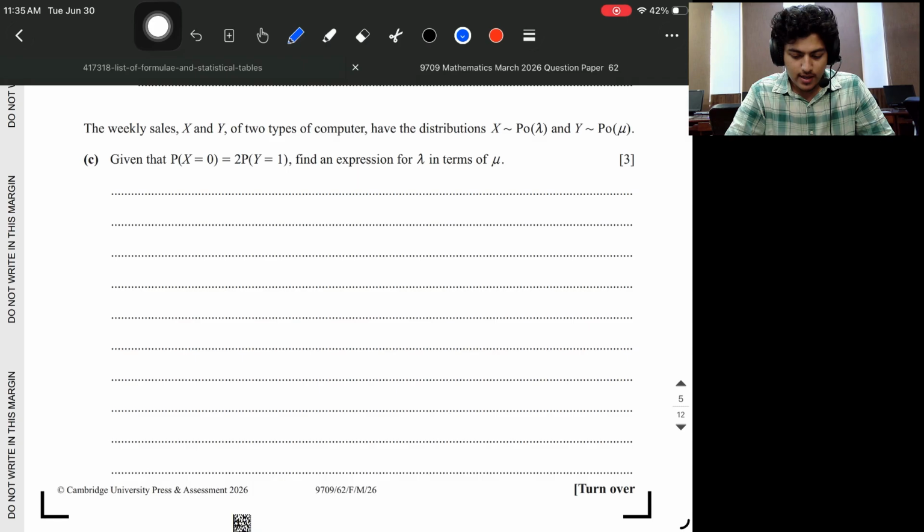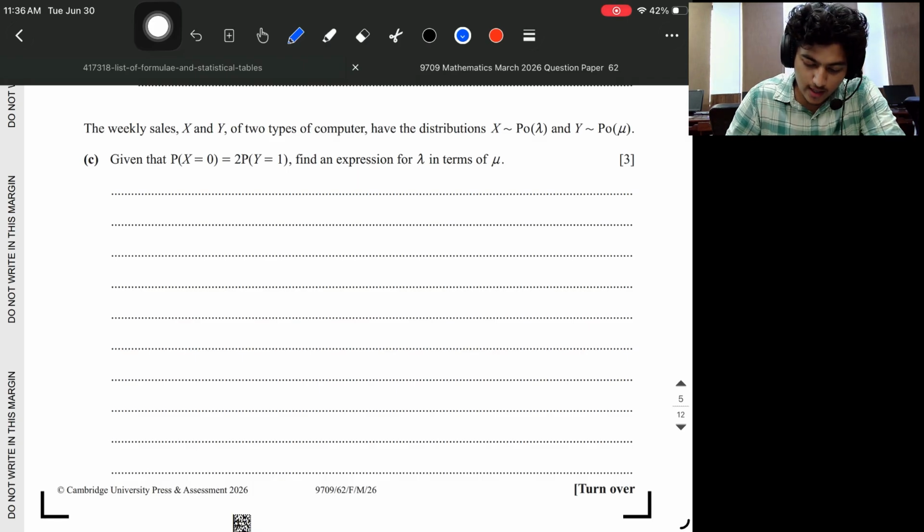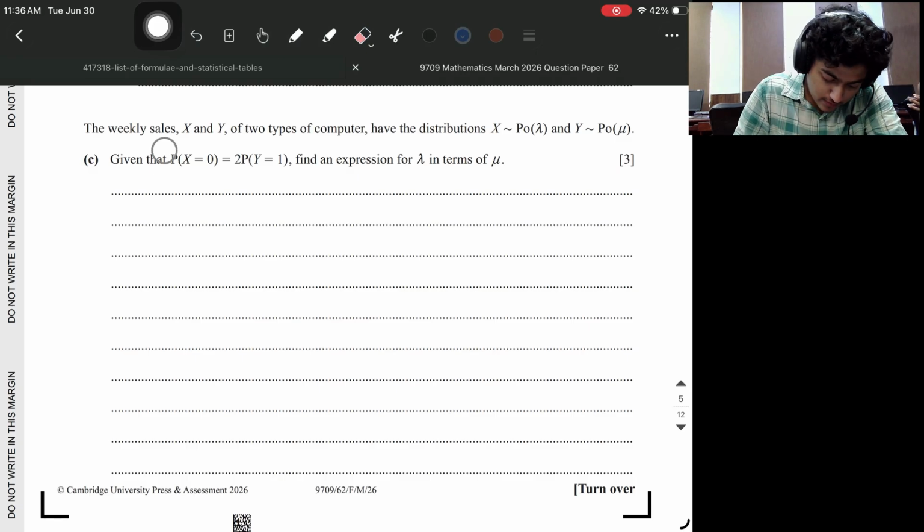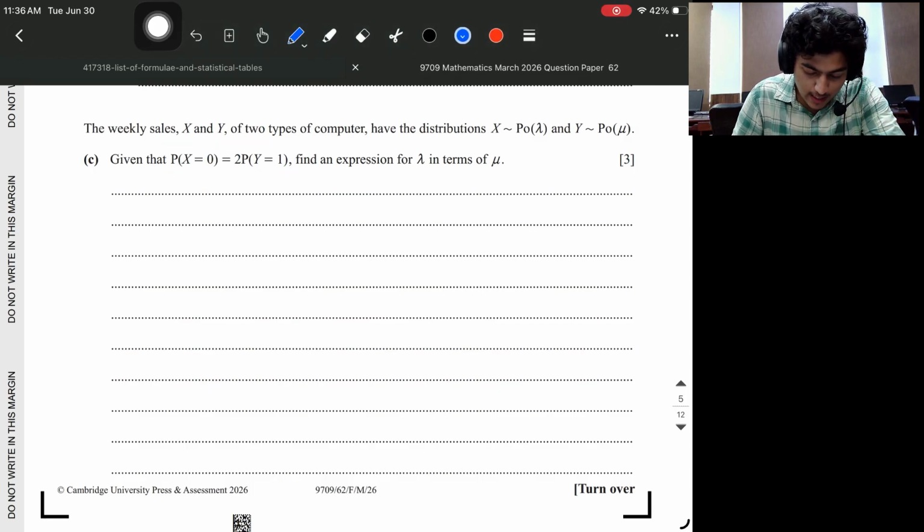have the distributions X follows Poisson distribution lambda and Y follows Poisson distribution mu. Basically, mu is the name of this variable over here. Given that, now they've given us the equation over here, and we just need to find an expression for lambda in terms of mu. We need to do nothing over here. We just need to make lambda the subject, right?